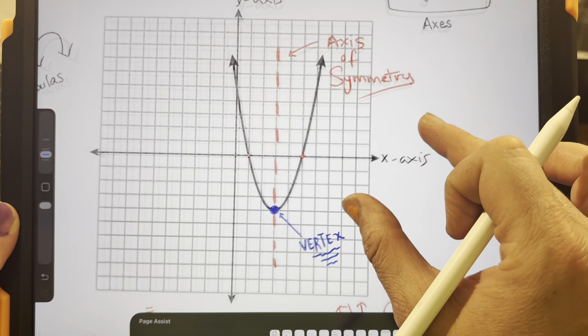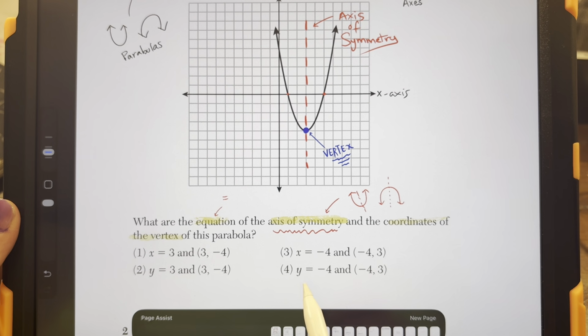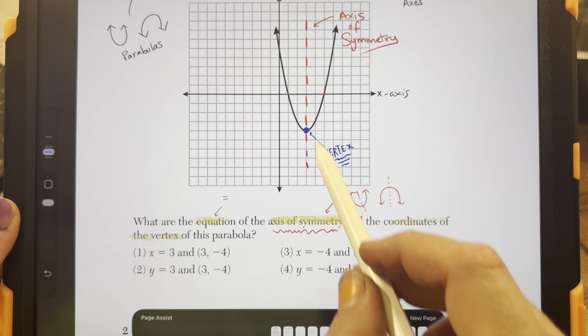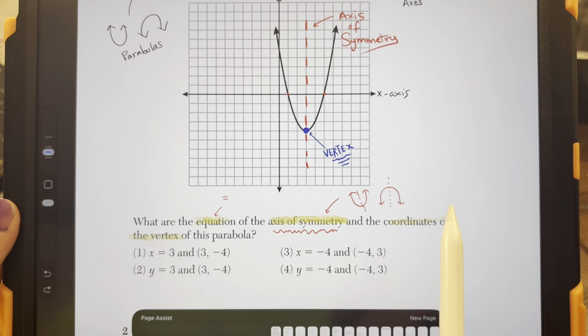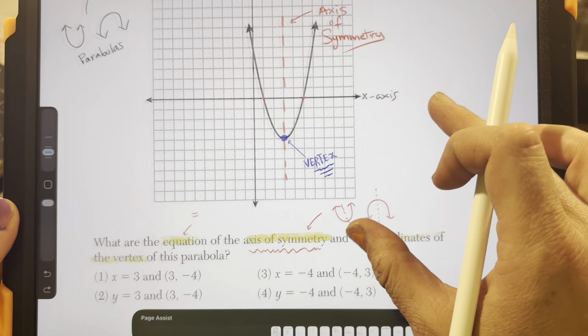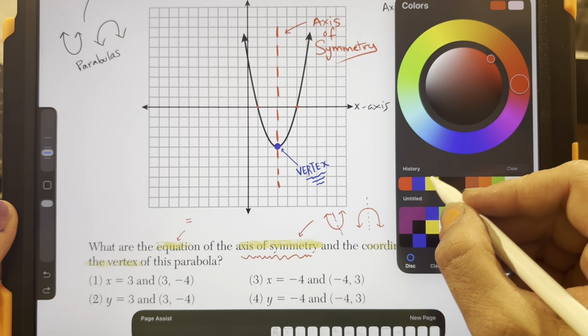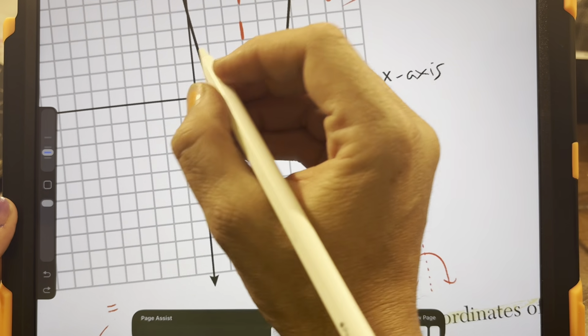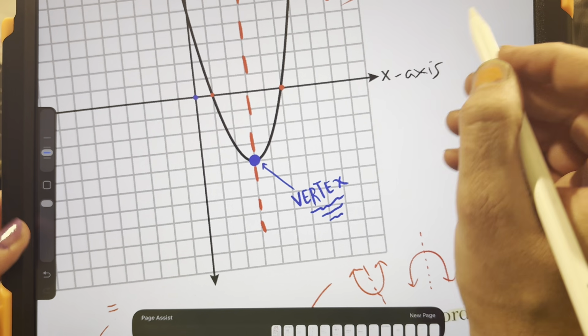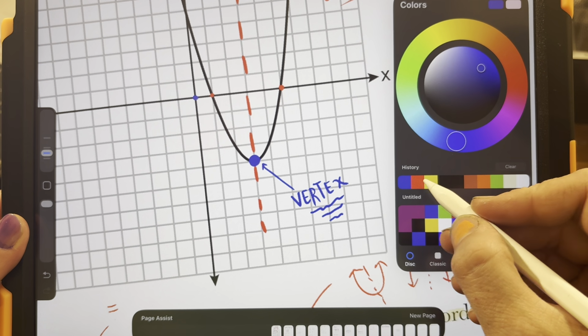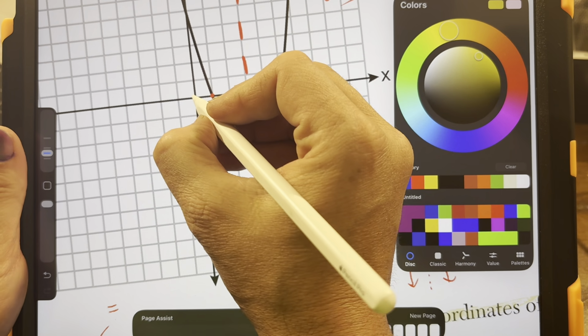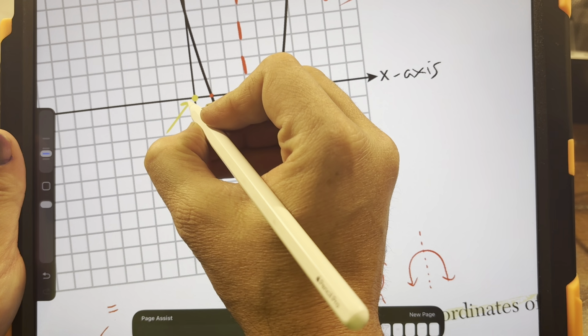We've got it all here. Now what they're asking for is the equation for the axis of symmetry, so that's the red line, and the coordinates of the vertex. So the coordinates of the vertex here will be a little bit easier. So let's look. This is the origin, so we'll call that little point over there 0, 0.